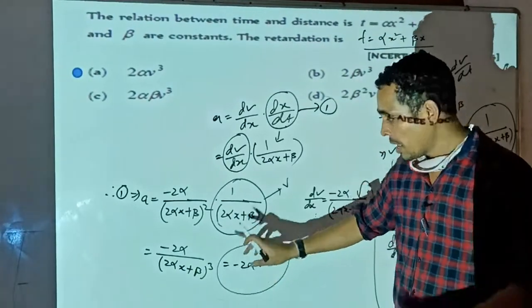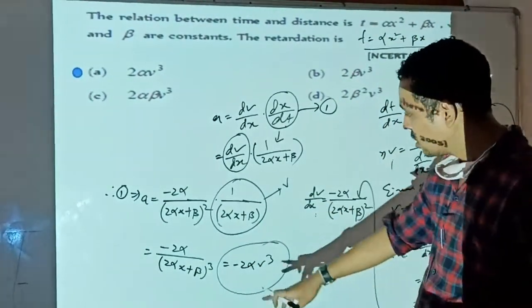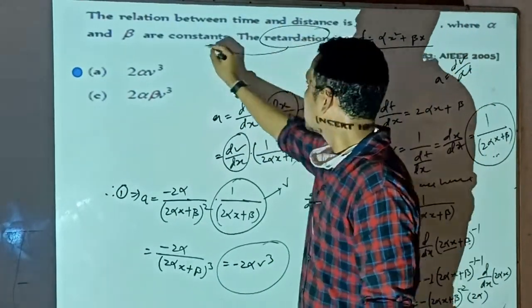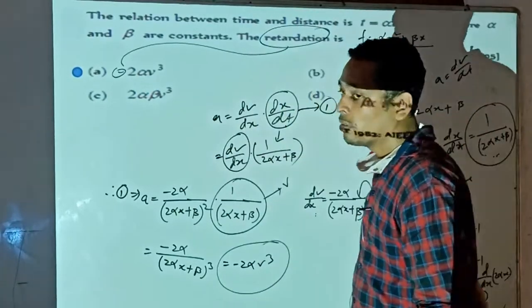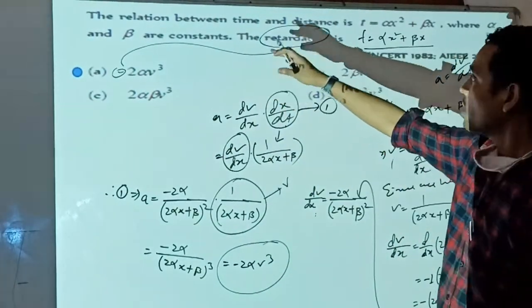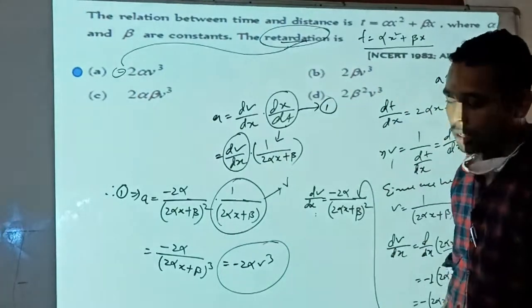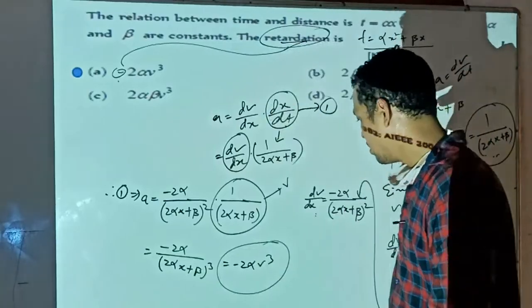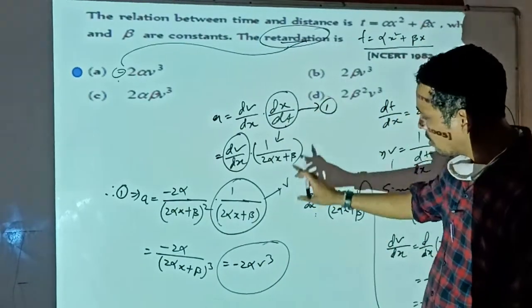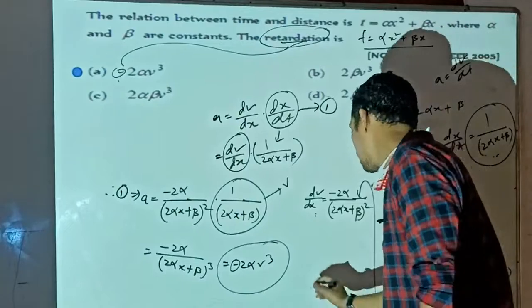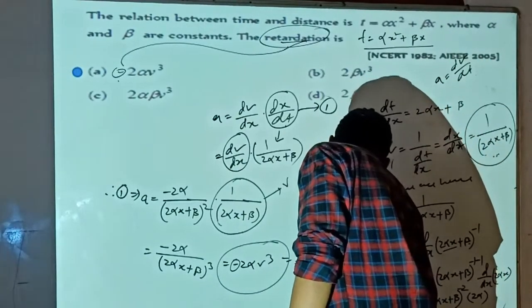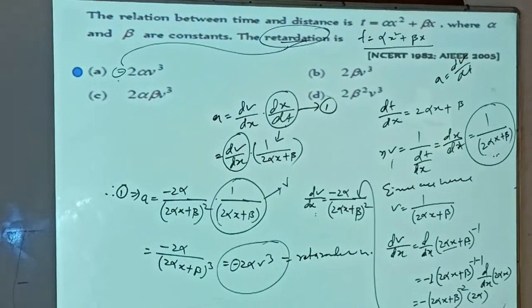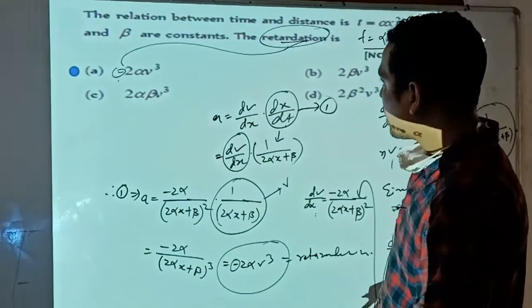Retardation has already been mentioned in this question, so they are not using a minus sign over here. When it is not mentioned, the minus should be there; if it is already mentioned, then there is no need to write down the negative sign. Since according to your equation you got minus, that means this is retardation. So your answer is minus 2 alpha v cube.